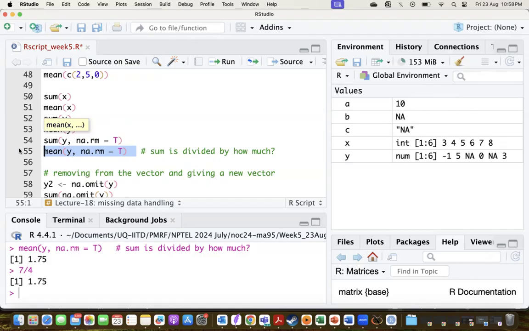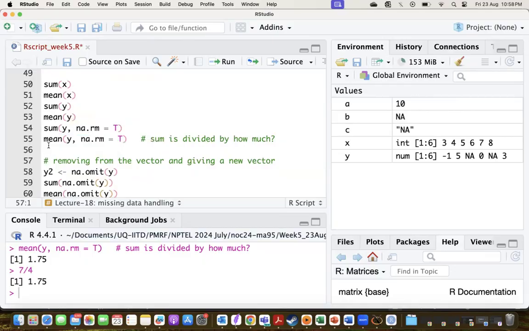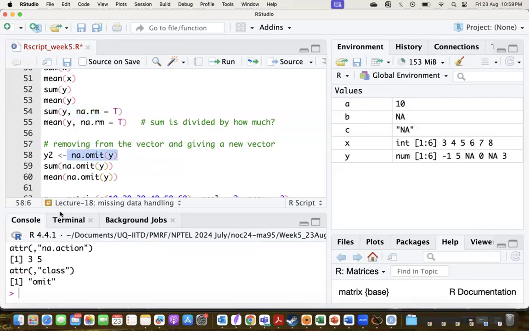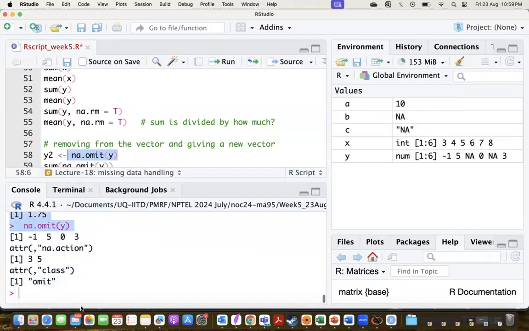We can also do it in a slightly different way. Although here what happened is y was unchanged. Y still remains the same. There's no new vector wherein you have removed NAs. Internally, all of that happened. Sometimes you may explicitly want to create a new vector where you don't have these NAs. So you can use this function called na.omit. And then if I run this, you can see that, okay, it's a complicated output, but the main output here is in the first line.